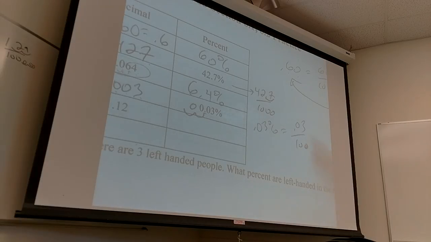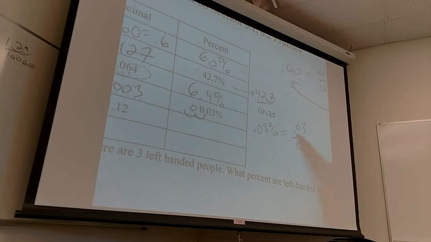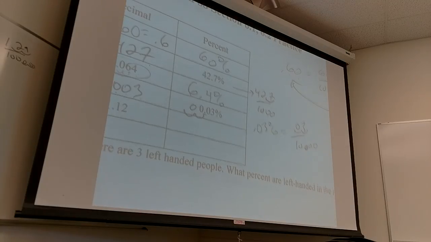Again, if you don't like this way, don't do it this way. But if you move this over twice, you got to move this over twice. 3 over 10,000, same answer we just got. It's got to be.